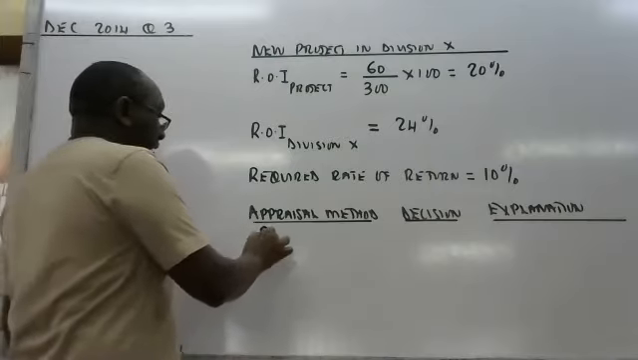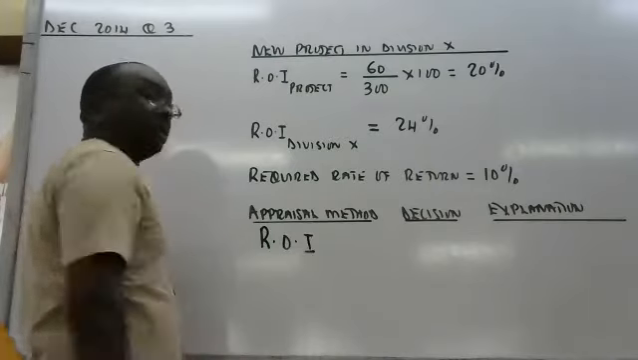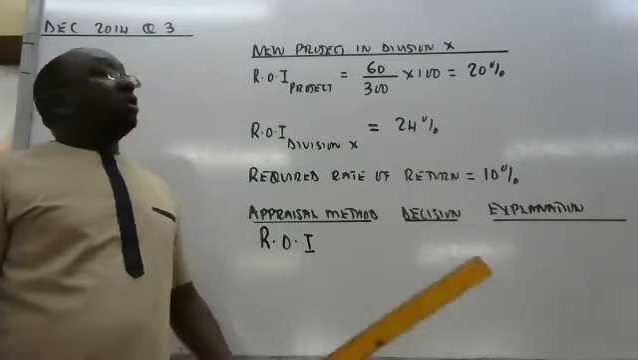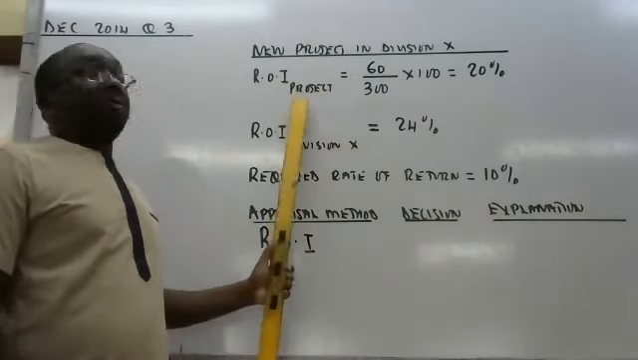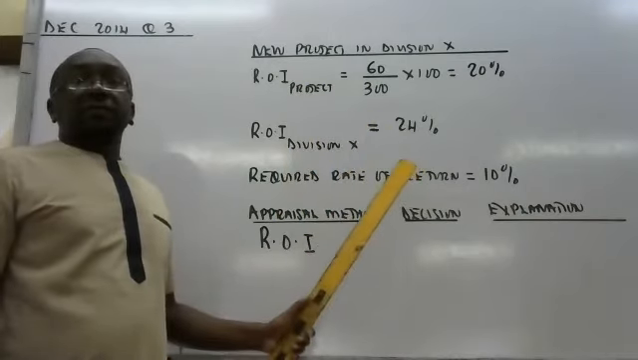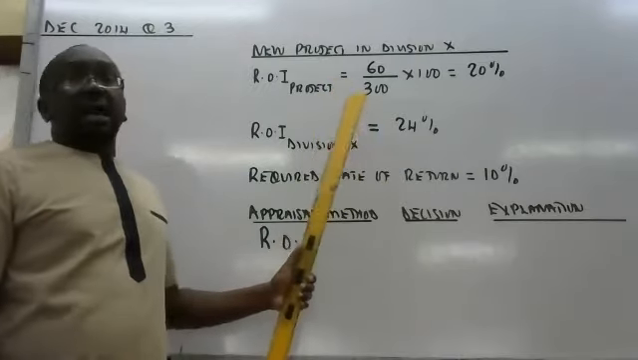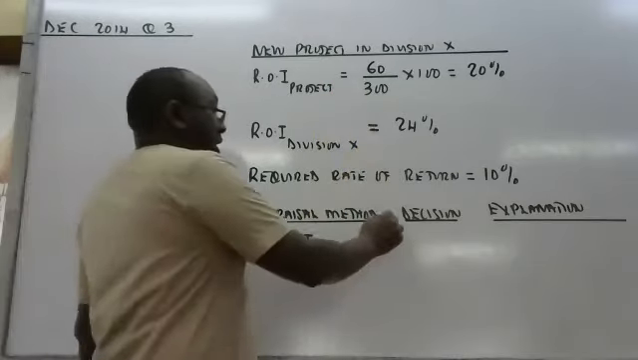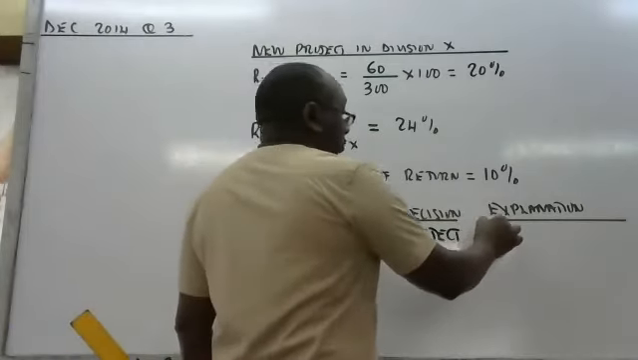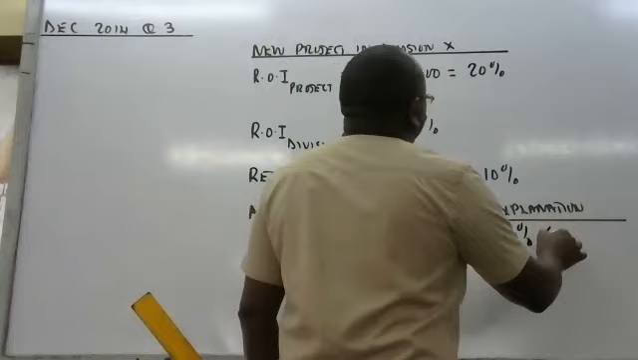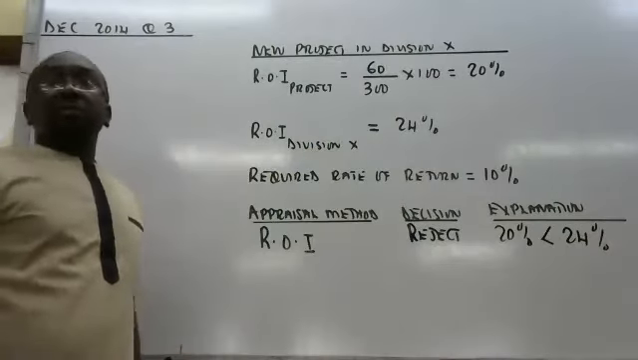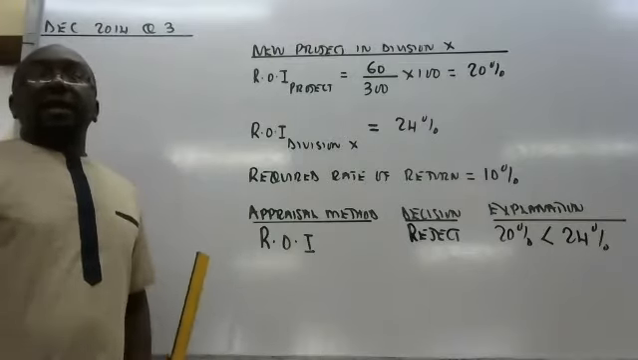If you are using return on investment, I told you what you do. You compare the return on investment of the new project and the return on investment of the division. If the project has a smaller return, you reject it. So here we are going to reject, and the reason is 20% is less than 24%. Because it has a smaller return, it will destroy value.